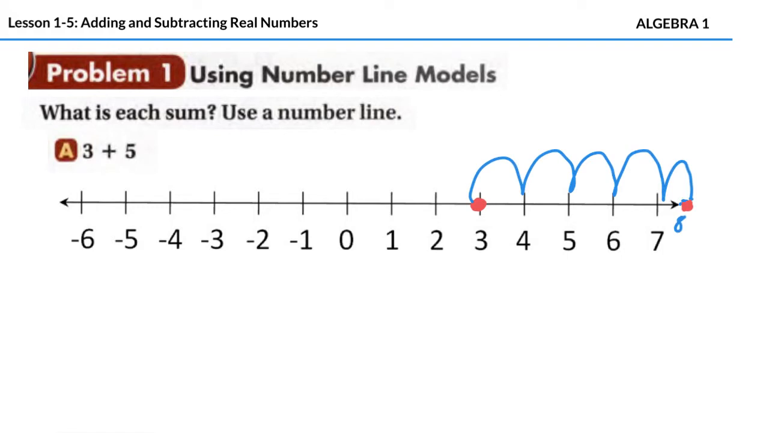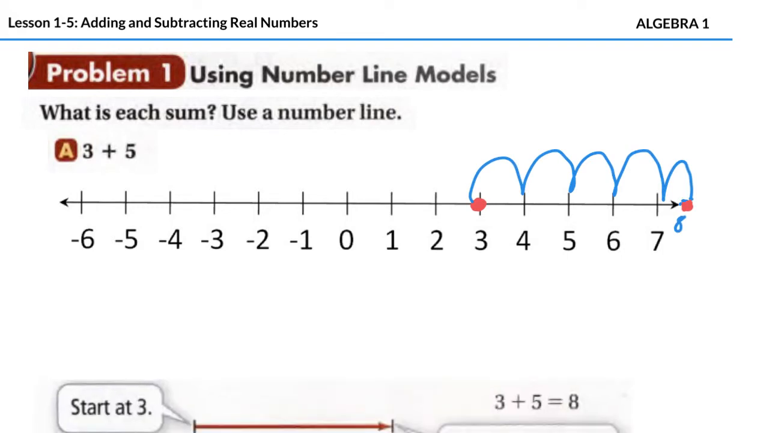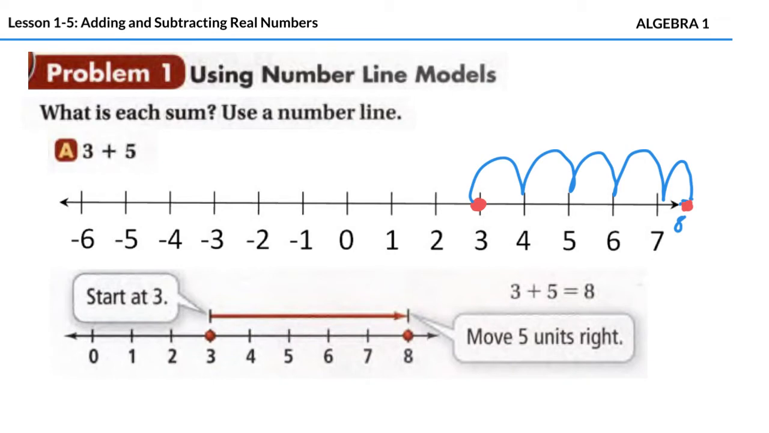We can easily show this neatly on a number line like this. We start with 3, move towards the right. Why do we move right 5 units? Because 5 is a positive number and it is added to 3. So we move right 5 units. So 3 plus 5 is 8. Let's try a few more.